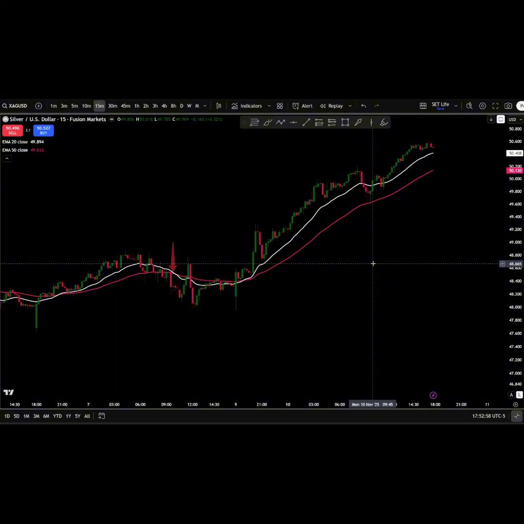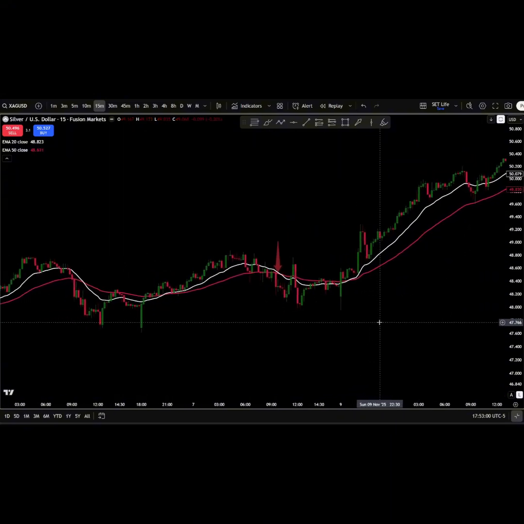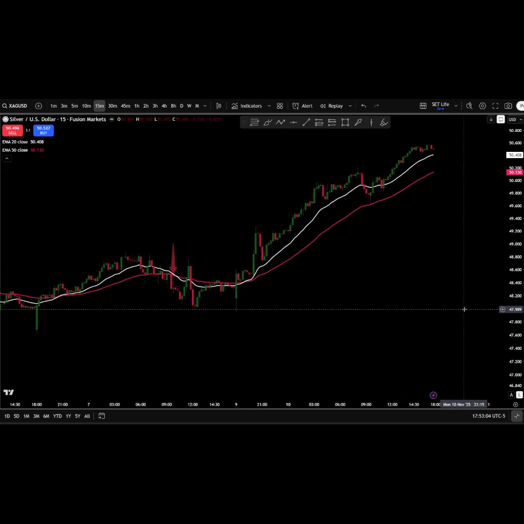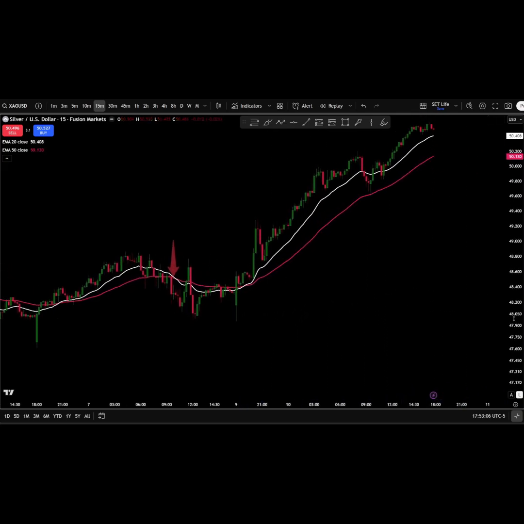Now you can add more than 2 moving averages. You can make 3, 4. Of course, you don't want to make the chart too complicated. The whole point is to keep it simple and to be consistently making money.